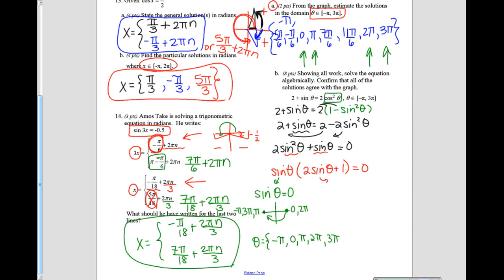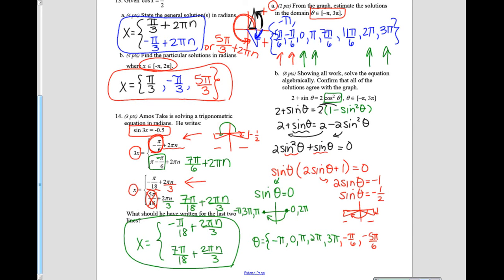Okay, my second factor, I have 2 sine theta plus 1 equal to 0. So I'll move the 1 over to the right, and I have 2 sine is negative 1. Then I'll divide both sides by 2, and I have where is the sine equal to negative a half? Well, the sine is negative down here on the bottom, and these would need to be our 30-degree reference angles or our pi over 6 angles. So starting with my negative answers, I would have negative pi over 6 and negative 5 pi over 6. And I had both of those up above, so that was good.